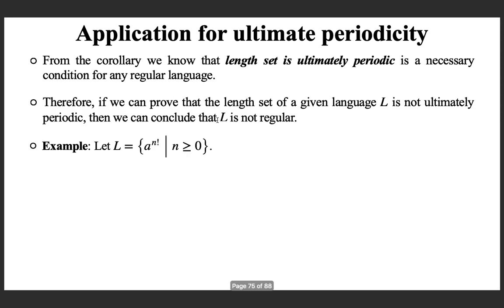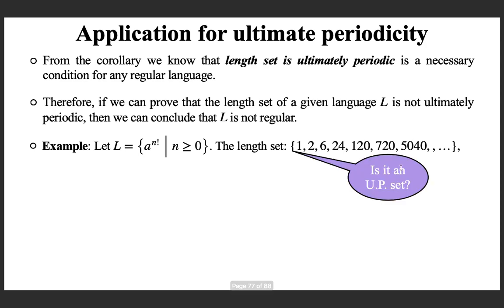Look at an example. Here is a language over a singleton alphabet: a to the power n factorial. If the number of a's is a factorial, then the string is in the language, otherwise not. Just look at the length set: 0 factorial, 1 factorial, 2 factorial, 3 factorial, 4 factorial, 5 factorial, 6 factorial, 7 factorial, and likewise it goes.